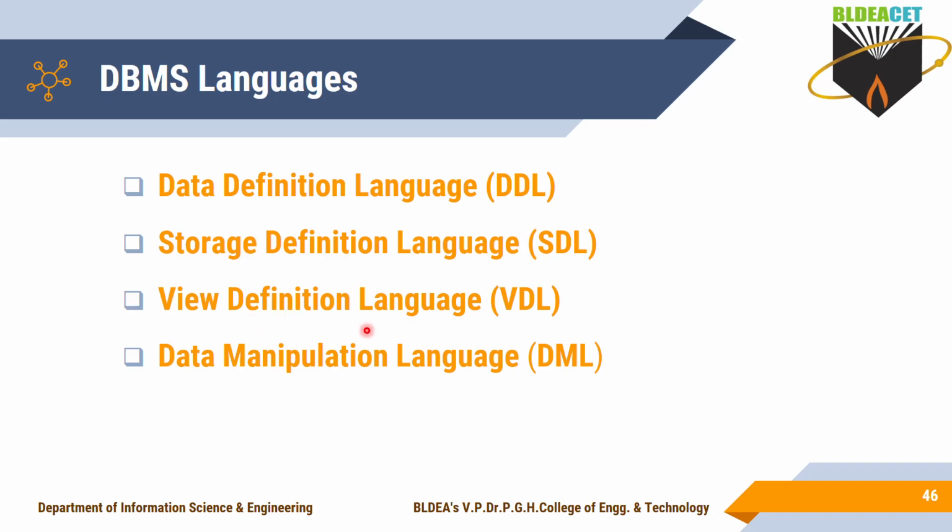Next is the view definition language. View definition language is for providing multiple views of the same database based on the user requirement, what they actually want to view. So that one you have to provide here. To create that, you are using the view definition language for the end user purpose.